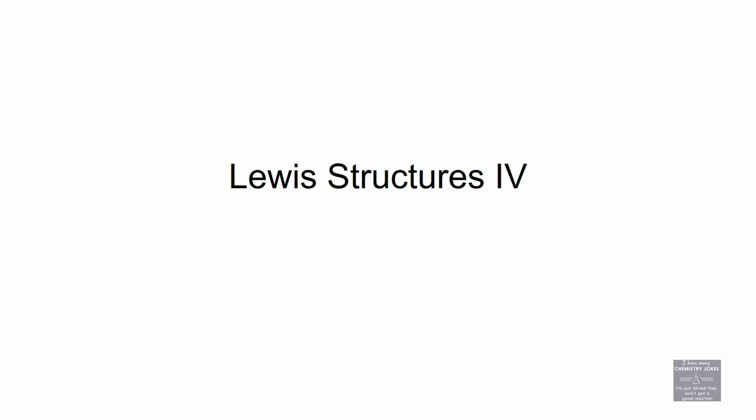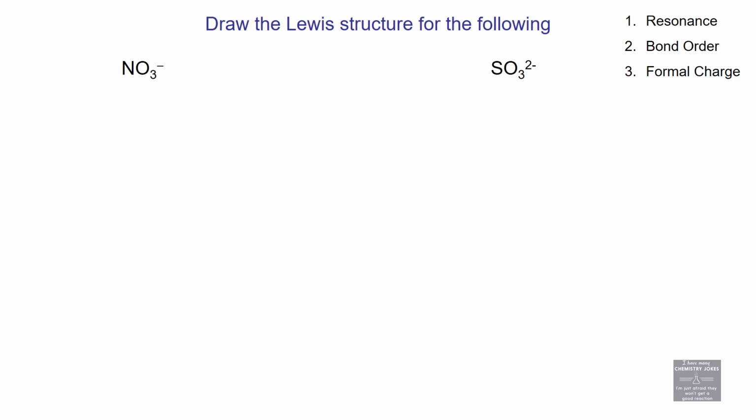Guess what? We've got even more to say about Lewis structures. We have already drawn the Lewis structure of nitrate. Let's talk about the Lewis structure of SO3 2 minus, sulfite. Sulfate, remember, is SO4 2 minus, sulfite, SO3 2 minus.